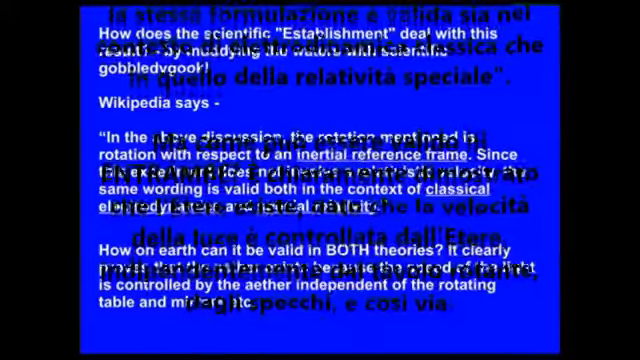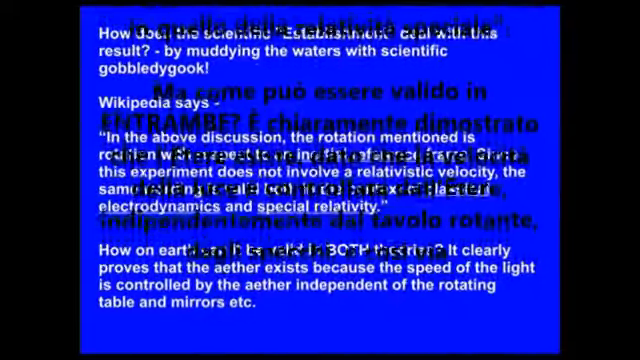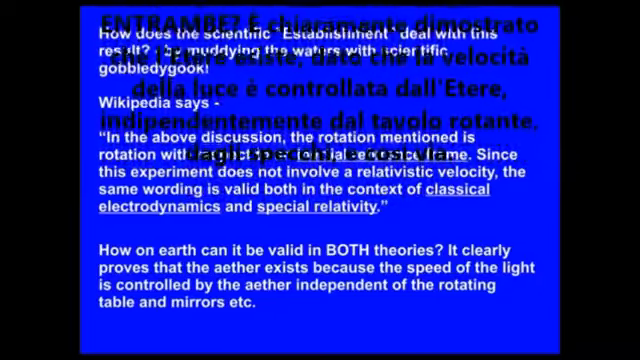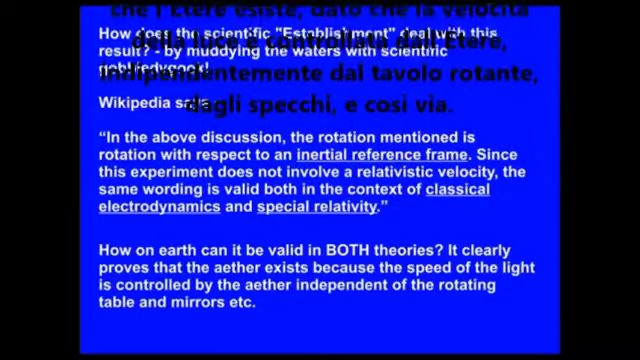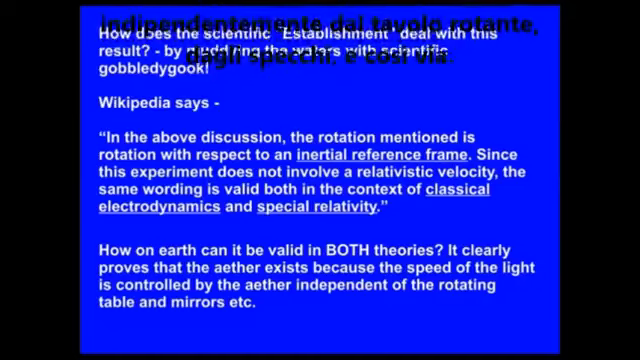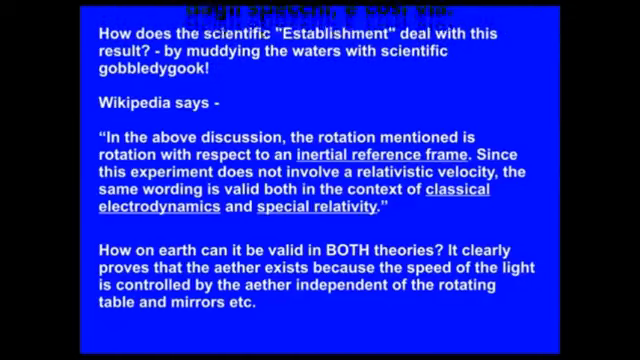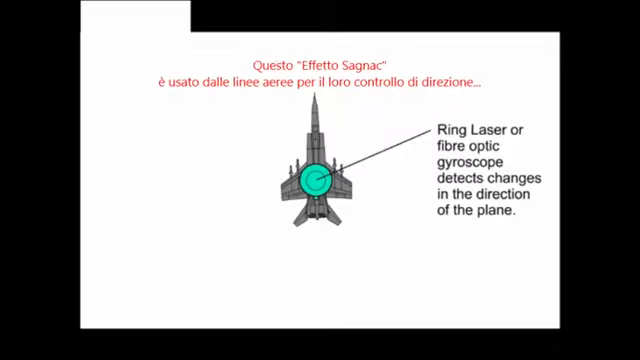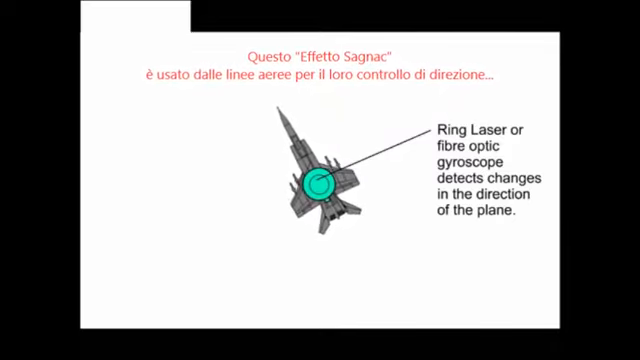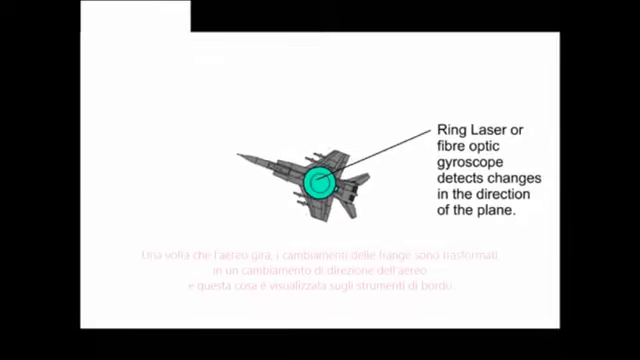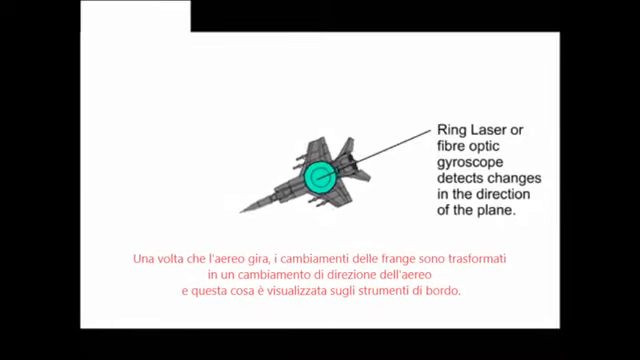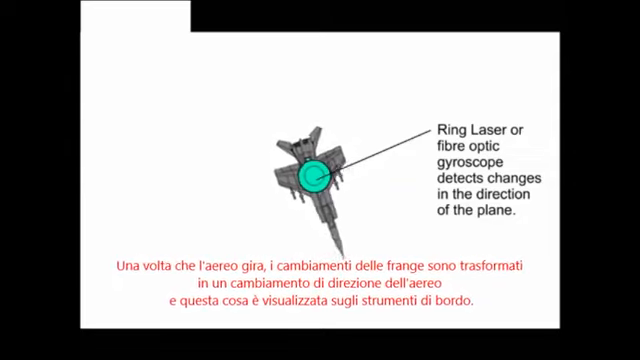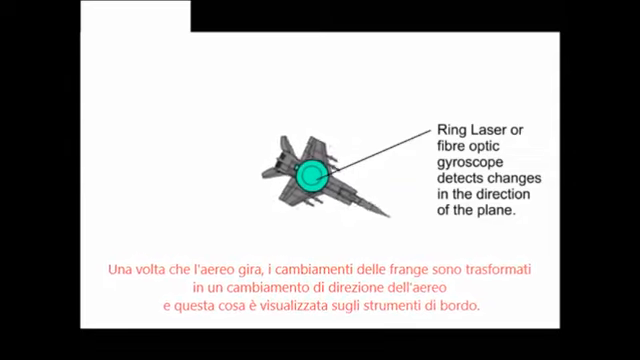How on earth can it be valid in both theories? It clearly proves that the ether exists because the speed of the light is controlled by the ether independent of the rotating table and mirrors. This Sagnac effect is used by airlines for their compass directions. As the plane turns, the change in the fringes are translated into a change in the direction of the plane that then registers on the cockpit compass.